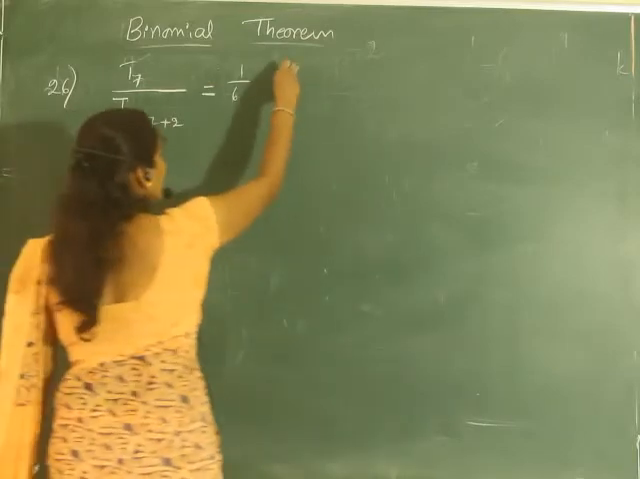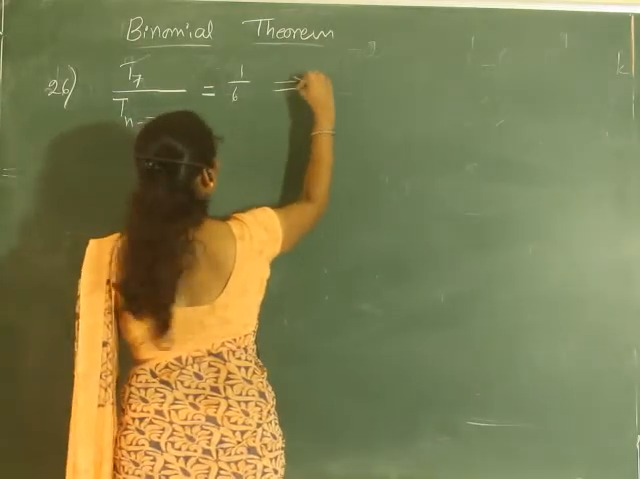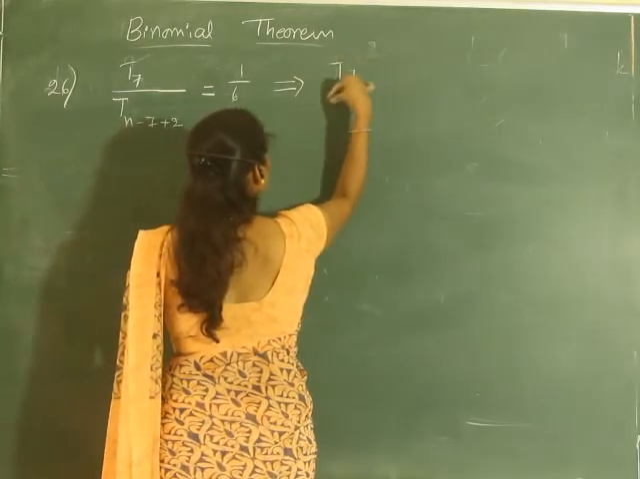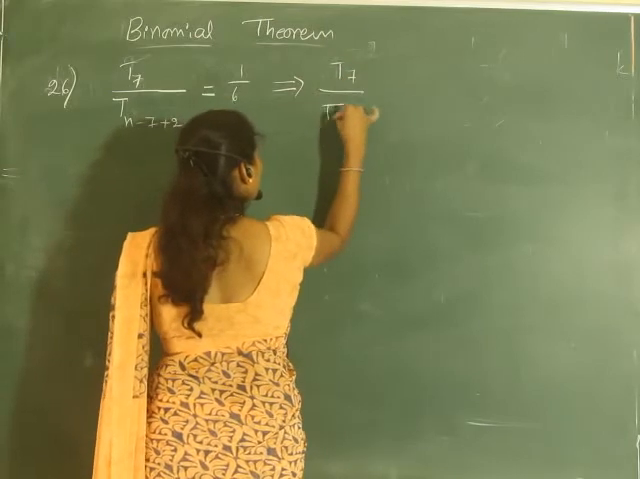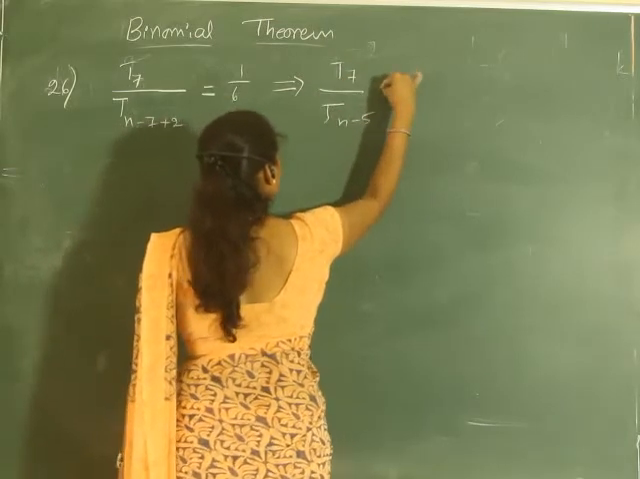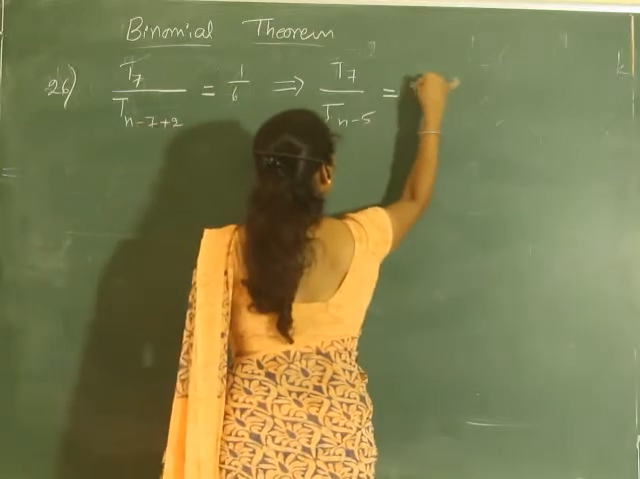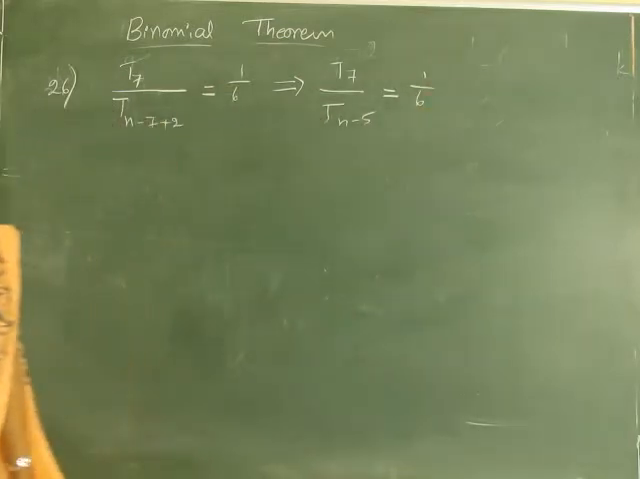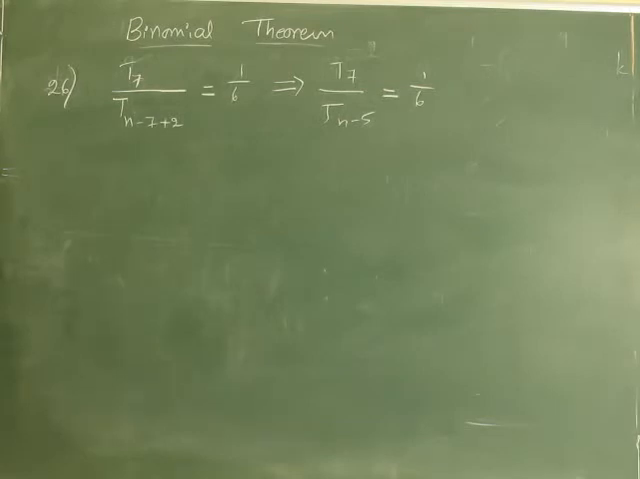So this is equal to t7 divided by t to the power n minus 5, and this is equal to 1 by 6. So t7 divided by t n minus 5 is 1 by 6. Now what is t7? That means what is the 7th term?